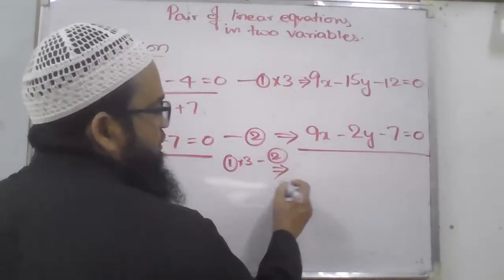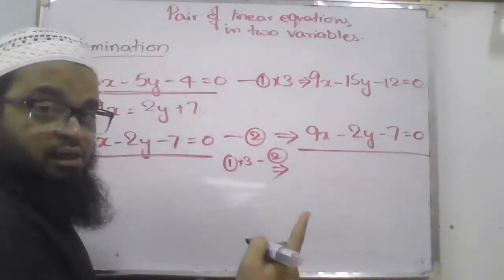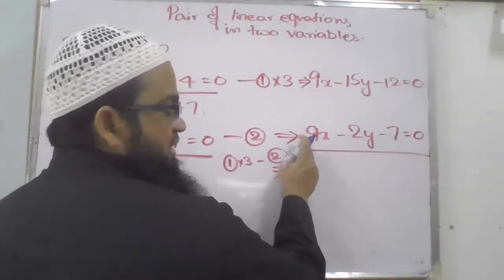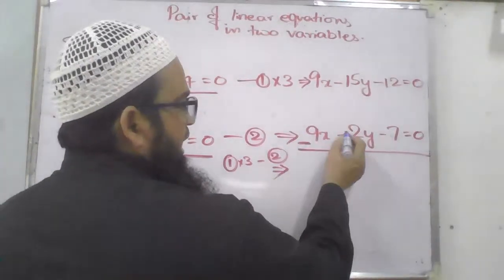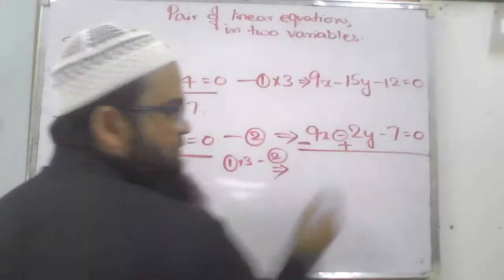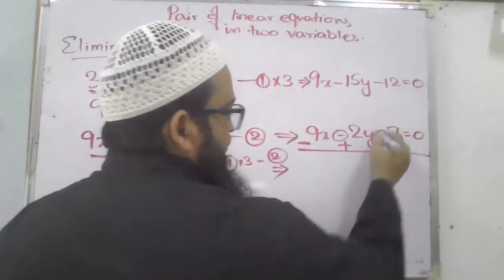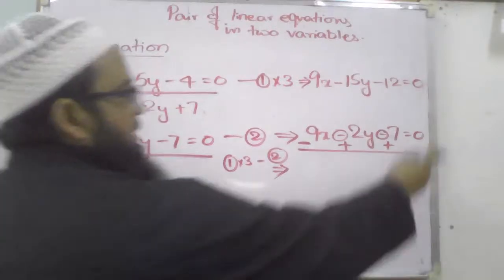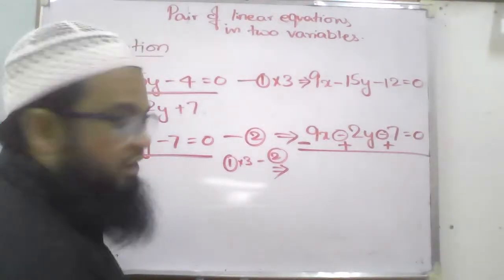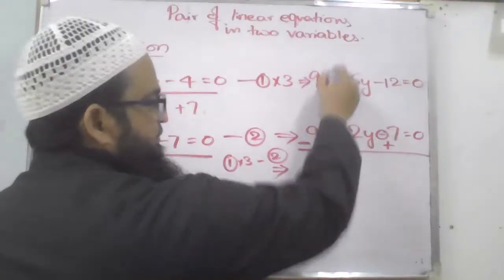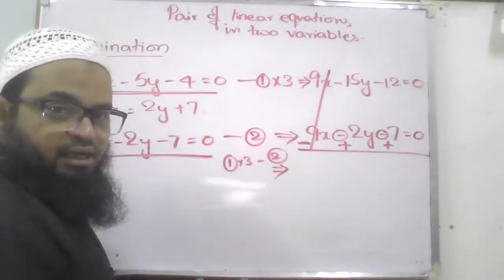What happens, my dear student? When I subtract, the signs change for the second equation. So it was plus 9x, it becomes minus, and it was minus, so now it will become plus, and here also you have minus, it will become plus. Understood? And you have 0 on the left hand side, it doesn't change. So now just check, 9x minus 9x is 0.